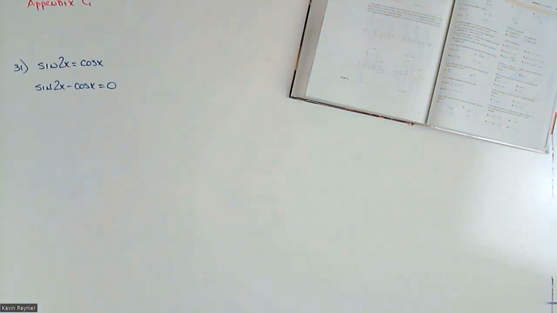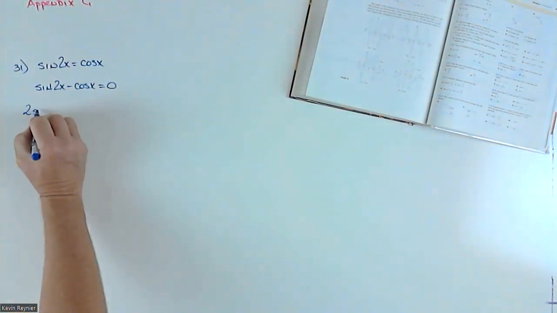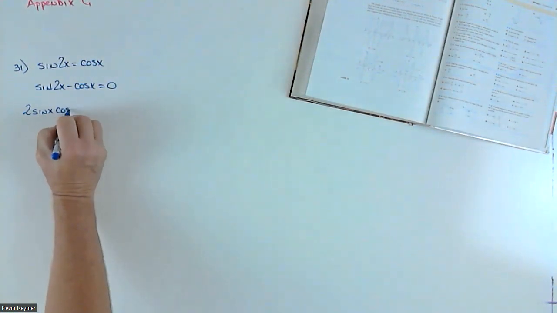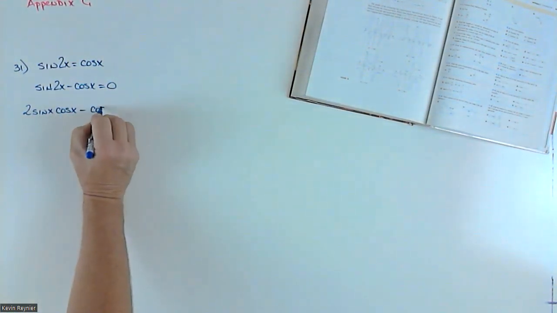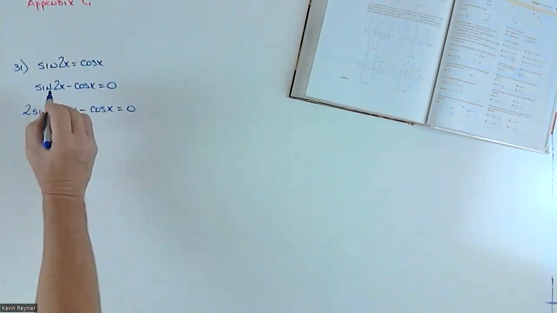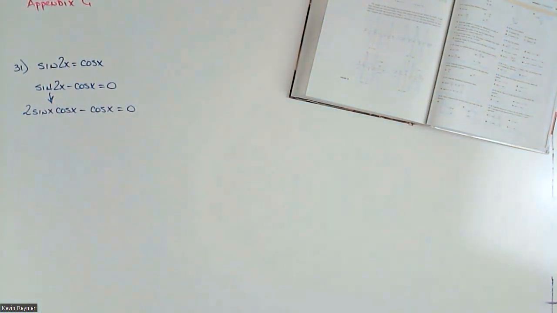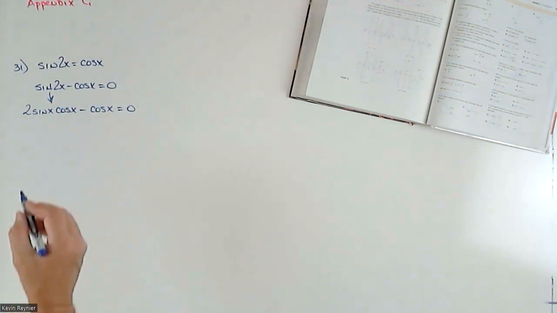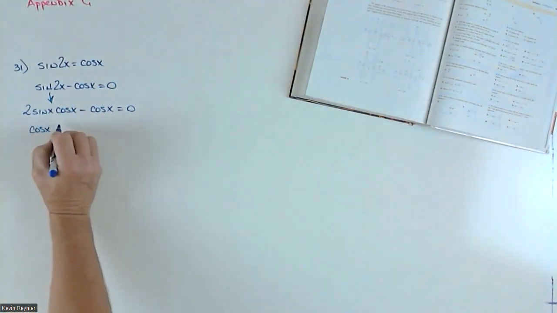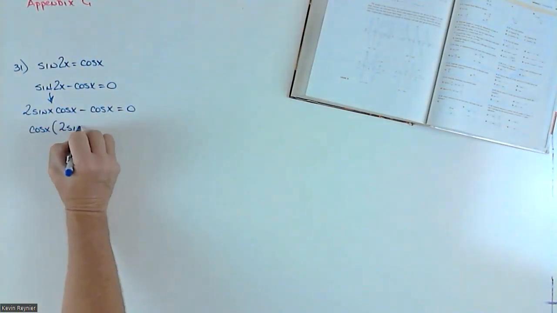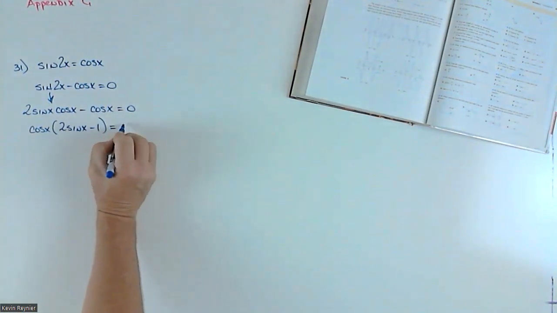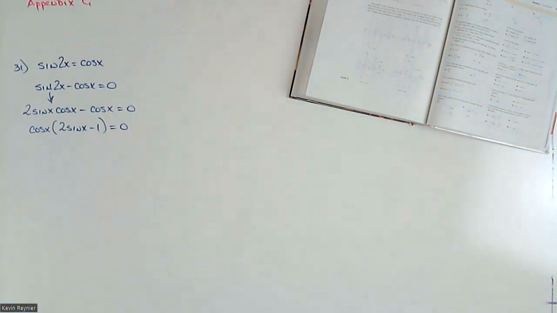Now that doesn't help me. You're right, I can't factor that. Well, I can when I remember what sine 2x is. Sine 2x is 2 sine x cosine x. That's our double angle identity for sine. It's one of those things in the box, right? Now we factor out a cosine. Now we're back in algebra 2. We're right back in algebra 2.